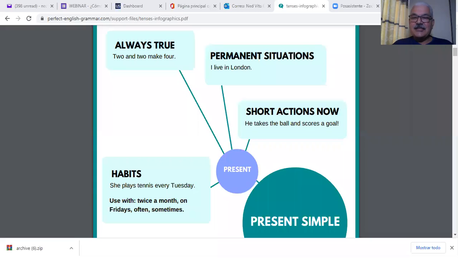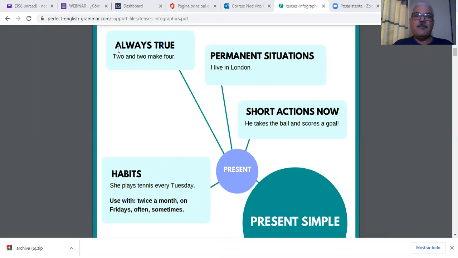All right? So I'm going to share with you right now the presentation of the different uses we have for the first tense. In this case, you can see it, it is the present simple. Well, we use the present simple for 4 different reasons.